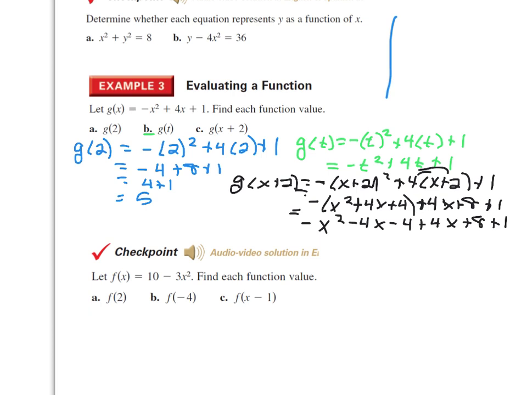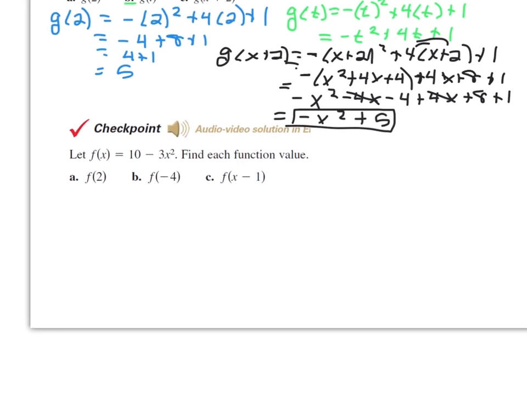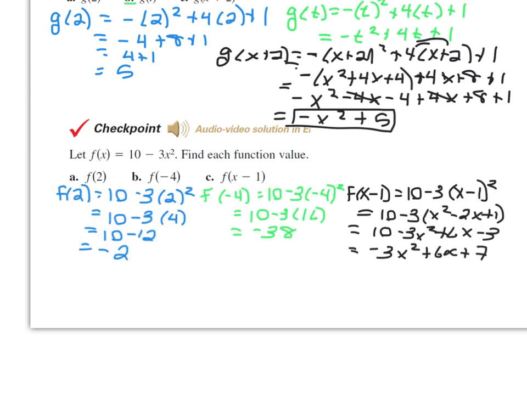And finally, just reduce that down. So negative x squared, and then I've got a negative 4x and a positive 4x. I got a negative 4 and an 8, which gives me 4 plus 1, so plus 5. So here's my final answer. That's what g of x plus 2 is. All right, I'm going to give you the opportunity to do the example, so go ahead and pause and come back when you're ready. Okay, here's the answers.